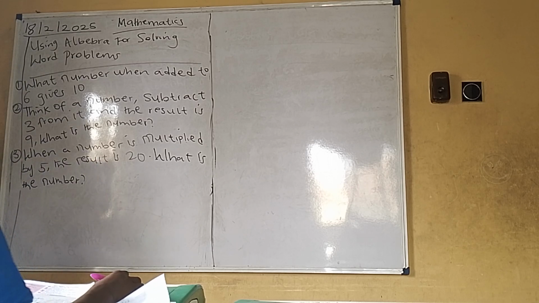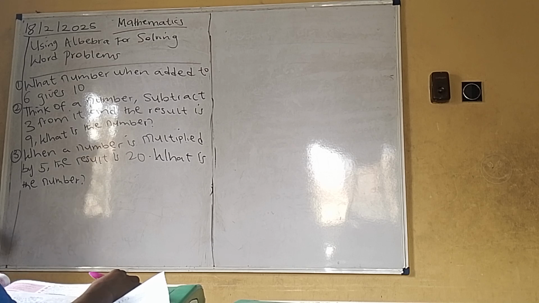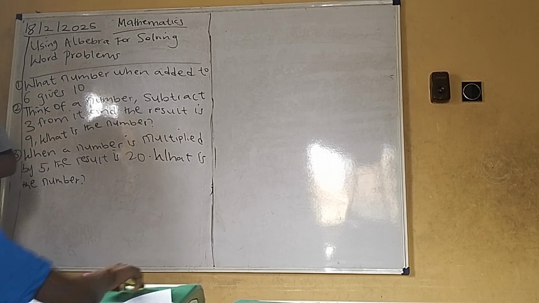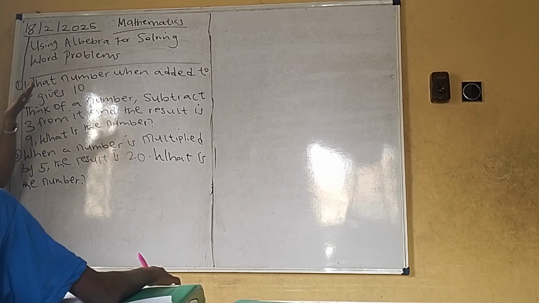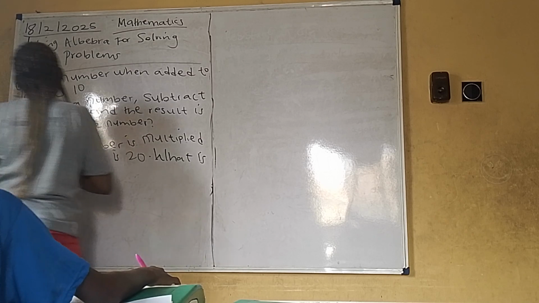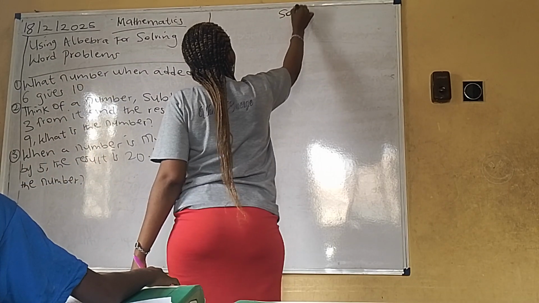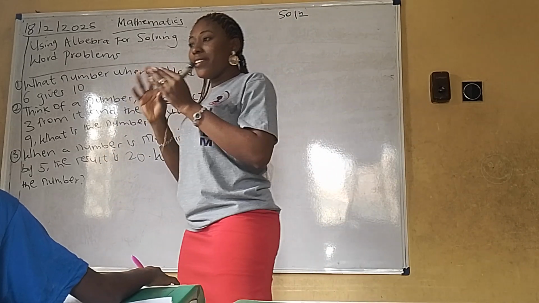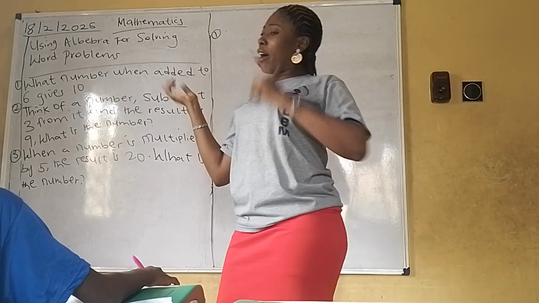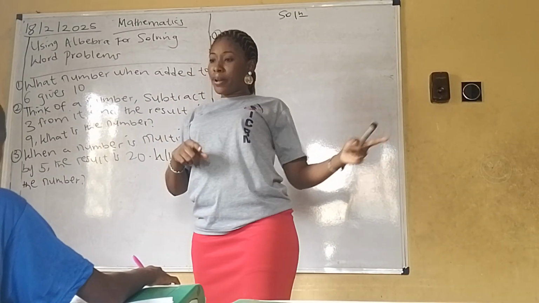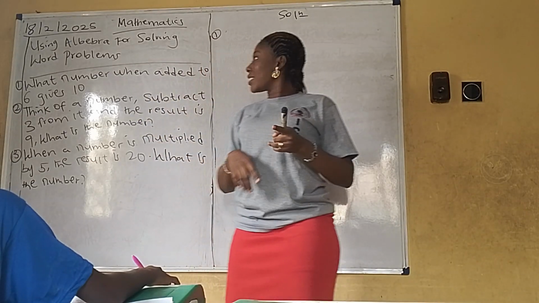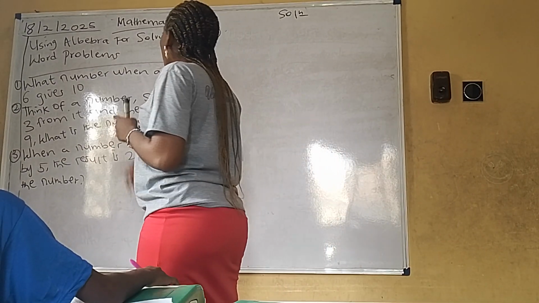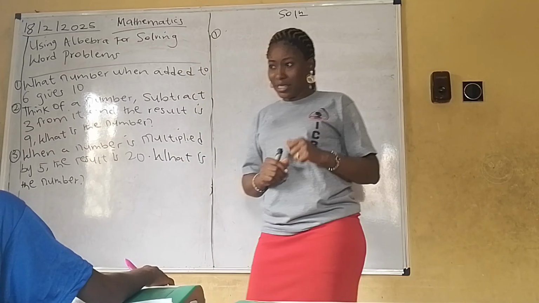Now, if you notice from these 3 questions, there is something similar. What is the number? There is a number that we have to look for that should satisfy whatever expression we want to do. For example, number 1, let's solve. Number 1 says: what number when added to 6 gives 10? Now you have to reason it out. There should be a number that, when we add 6, gives us 10.